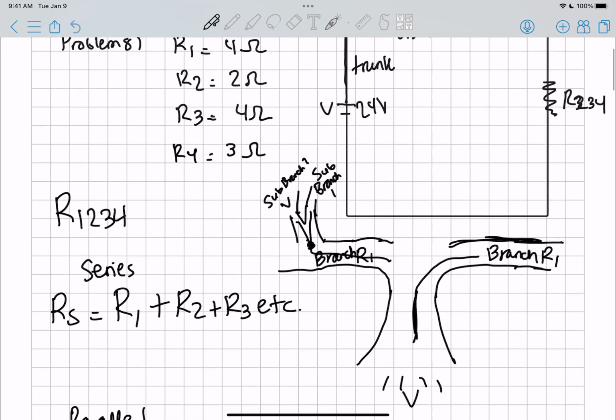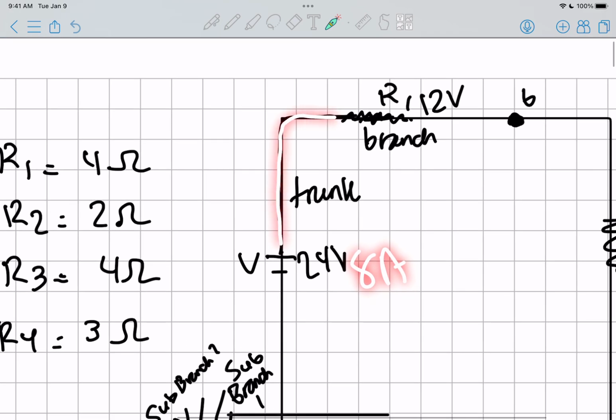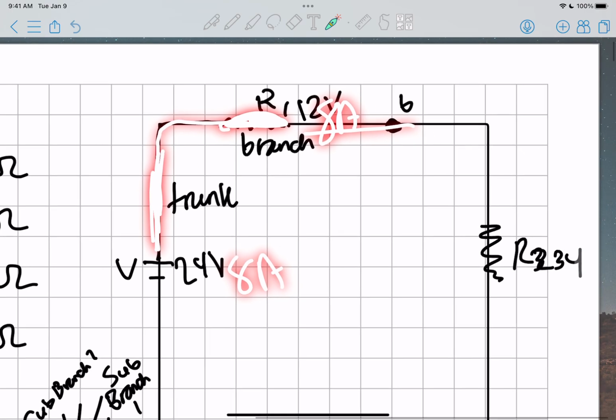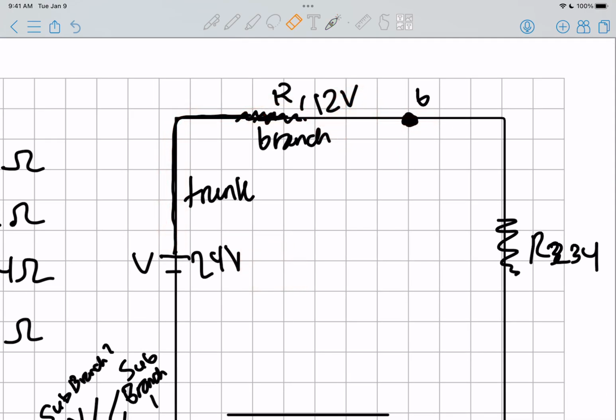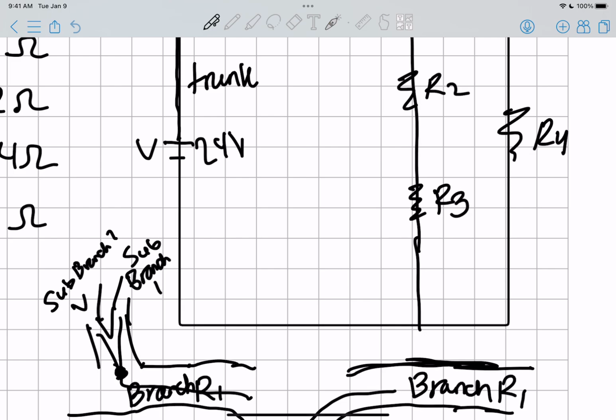So if I go up here again, I know 8 amps is being delivered by the battery. 8 amps because R1 is in series with the battery. 8 amps goes through here. That's fine, right? Now, let me actually go back and adjust this to be parallel again, right? So I have R4 and R2 and R3, right?